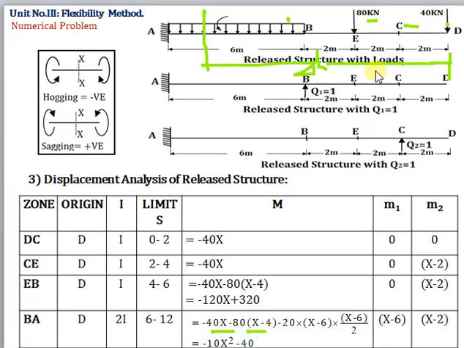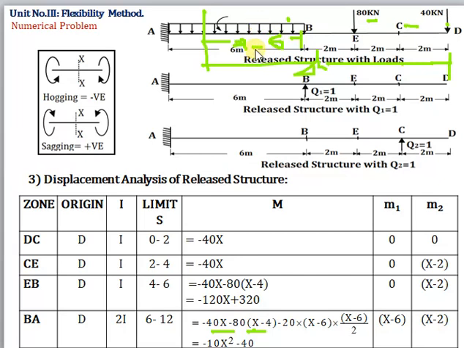Second is 80. So this distance is how much? 4. So lever arm will be x minus 4. So minus 80 into x minus 4. Next is this UDL. Now find out the distance of the UDL. So how much is the distance? Total is x, so in terms of x it is x minus 6. So UDL is spread over the length of x minus 6 now.